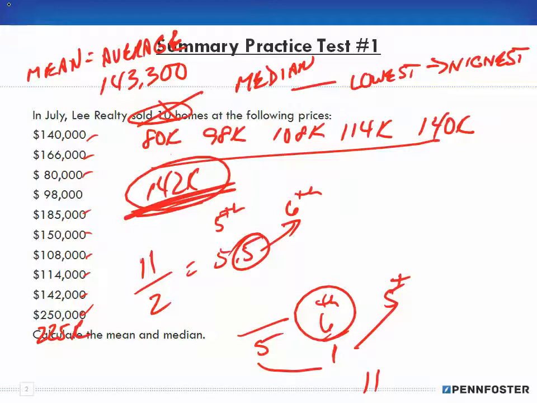Let's see here. If we look back at the challenge test problem, 22.23, and that was letter C in that challenge problem, it covers the exact same thing. So you might want to go back and watch that again.